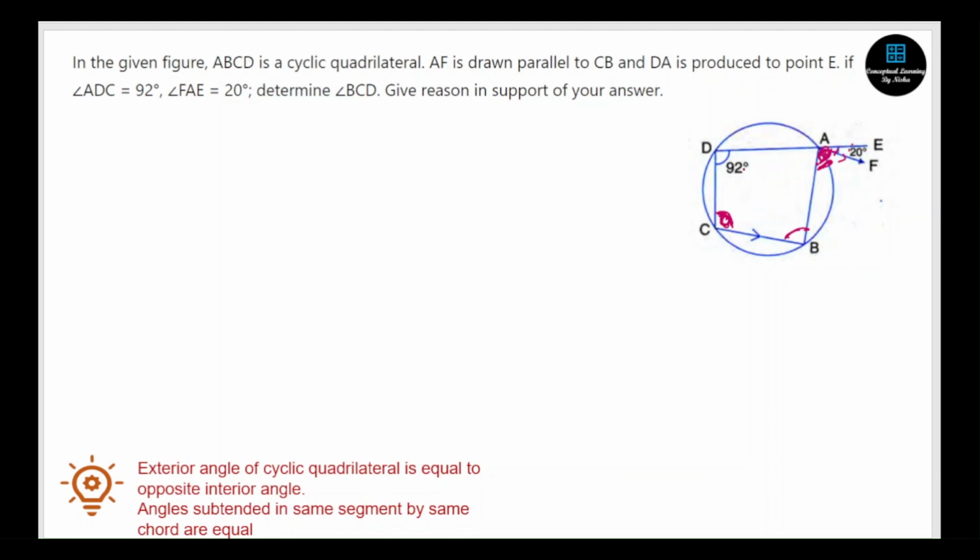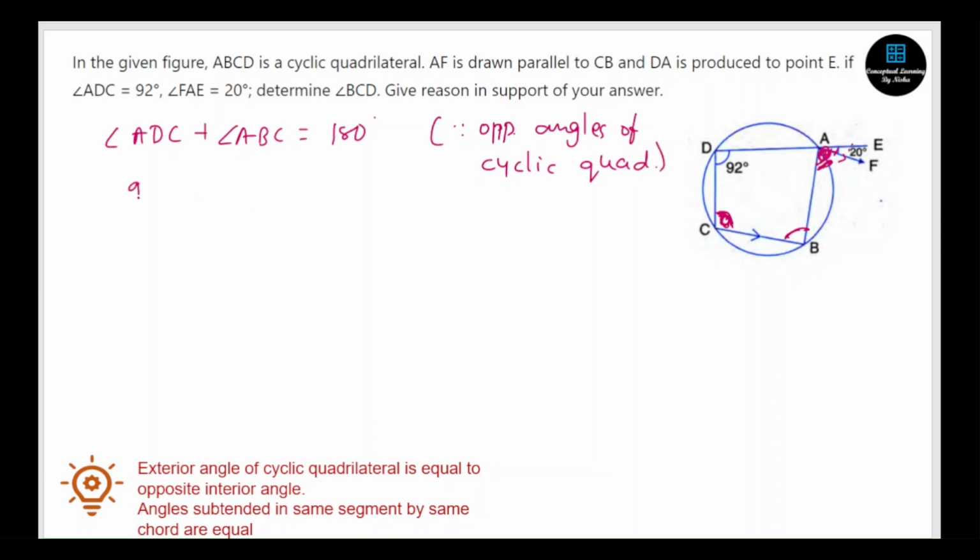Now for that I use the fact that the opposite angles of a cyclic quadrilateral sum up to 180 degrees, they are supplementary angles. So I can say angle ADC plus angle ABC equals 180 degrees, because they are opposite angles of a cyclic quadrilateral. Now this is 92 and we have to find ABC.